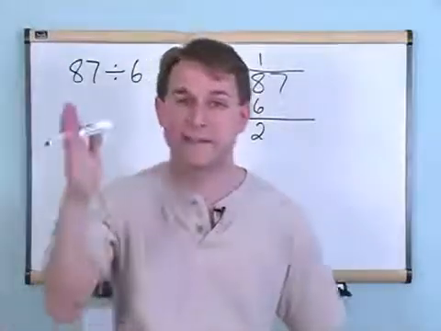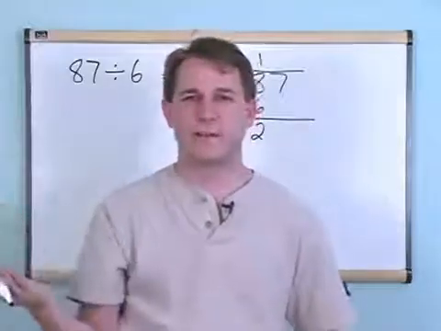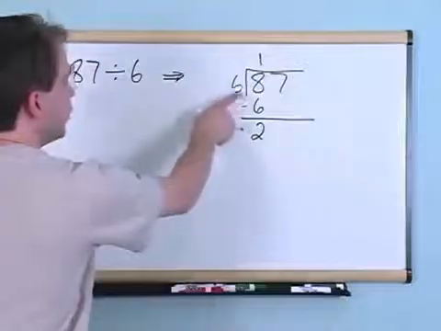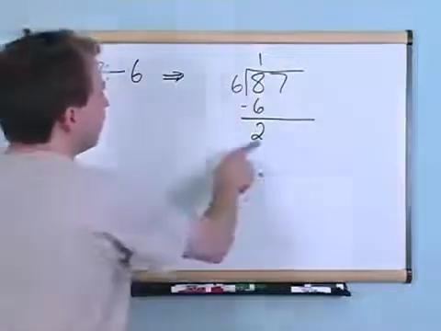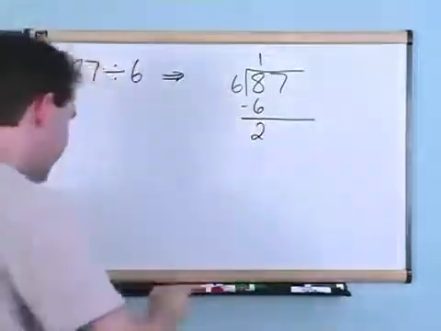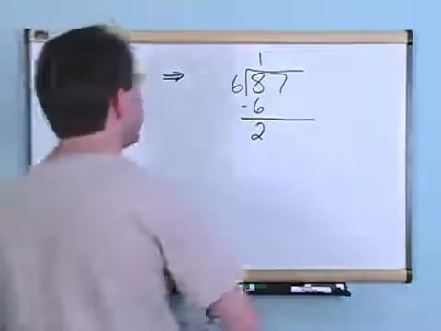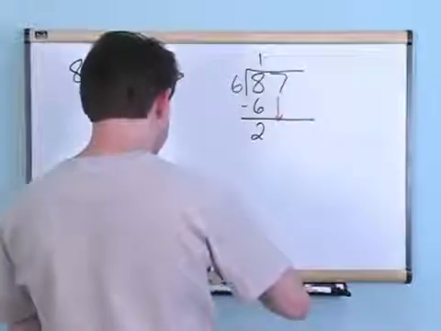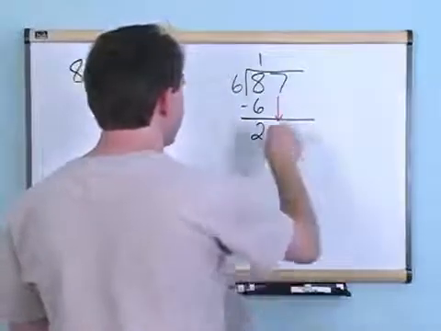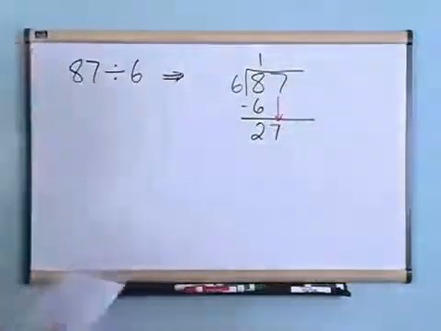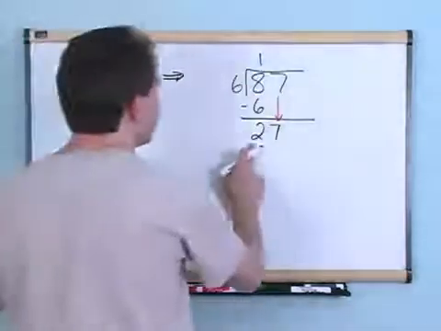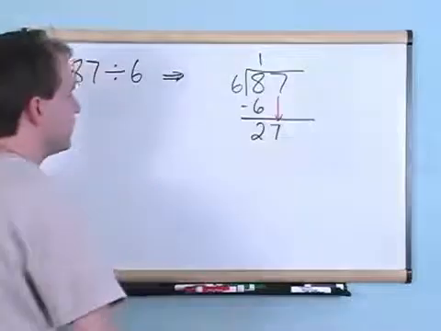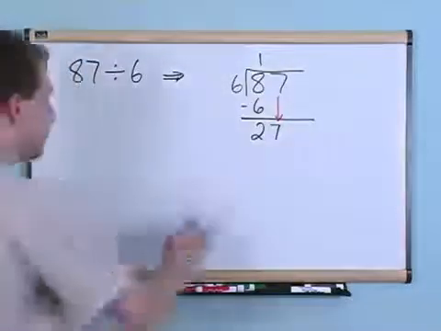You're trying to divide 6 into 2, and you just can't do that because if you're going to divide into something, you have to be dividing into a number bigger than you are, okay? So you can't do that, but you do have the 7 sitting over here, and so what we're going to do is we're going to drag that 7 down, okay? And we're going to put it right here. And we're going to make it a 27. So when we did that initial subtraction, we couldn't go any further because this 2 is smaller than 6. So we just drag the 7 down and make it a 27.